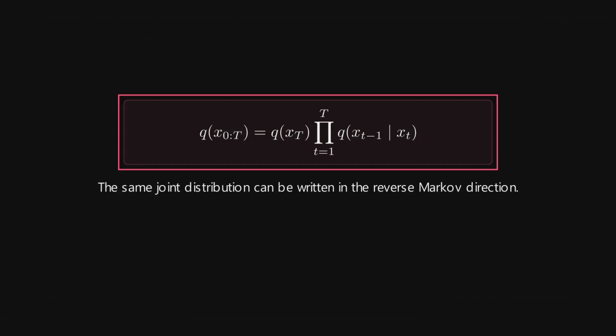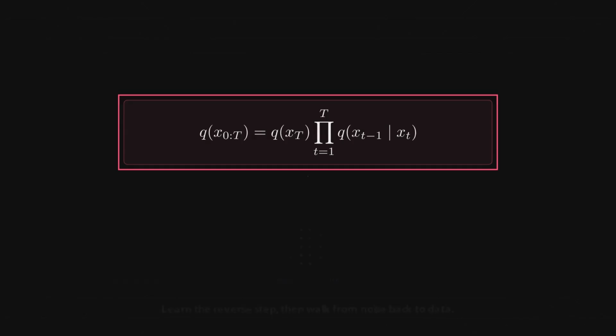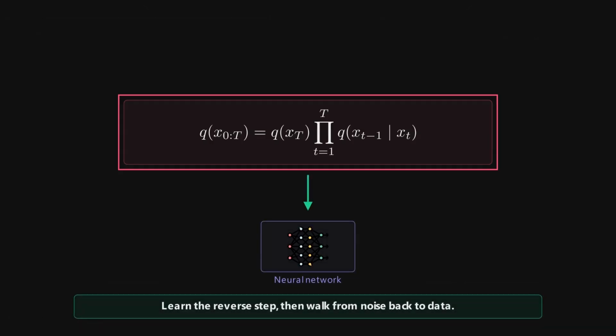The formula tells us the reverse conditionals exist. It does not tell us how to compute them in high-dimensional image space. For a tiny toy dataset, maybe we can calculate everything. But for a million-pixel image, good luck writing down the full probability density by hand. You would need a very large notebook and possibly a snack. So the next question is not, does the reverse process exist? It is, how do we learn it?